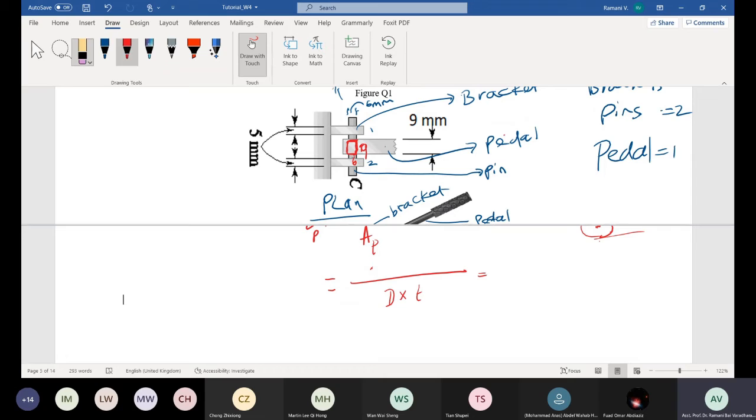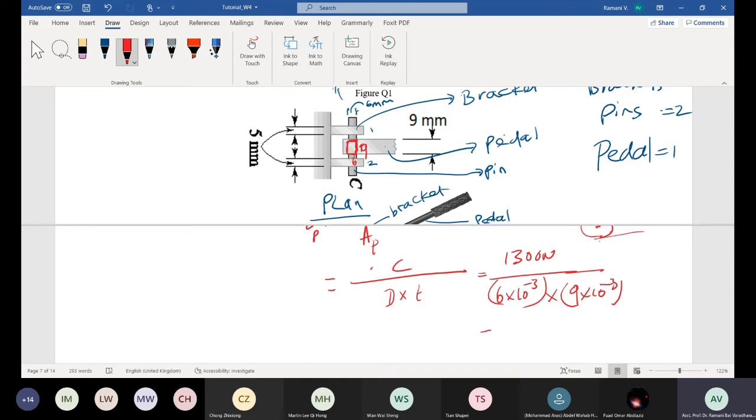I substitute the force C itself. So I have 1300 newtons divided by the diameter of the pedal, or you write it like this: 6 mm, the diameter of the pin, right? It has to work across the cross section of the pin, and then across will be the width. Width is 9 into 10 power minus 3.